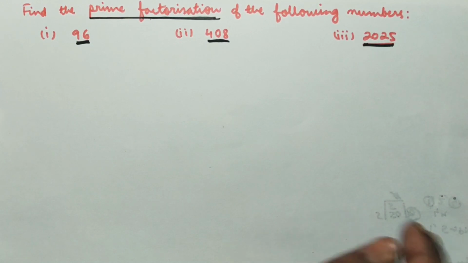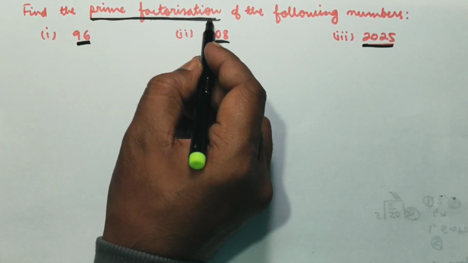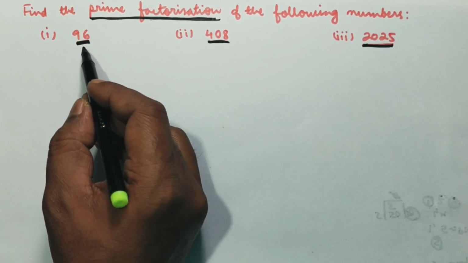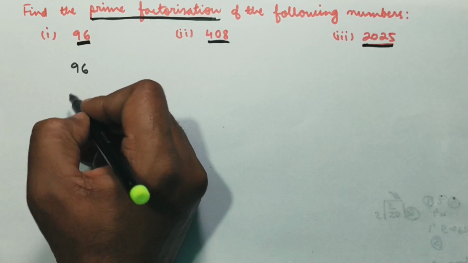Okay, so we'll move to the question. In the question you can see there is 96 and we have to do prime factorization. That means we have to find the factors using prime numbers only. Suppose we write 96 here.